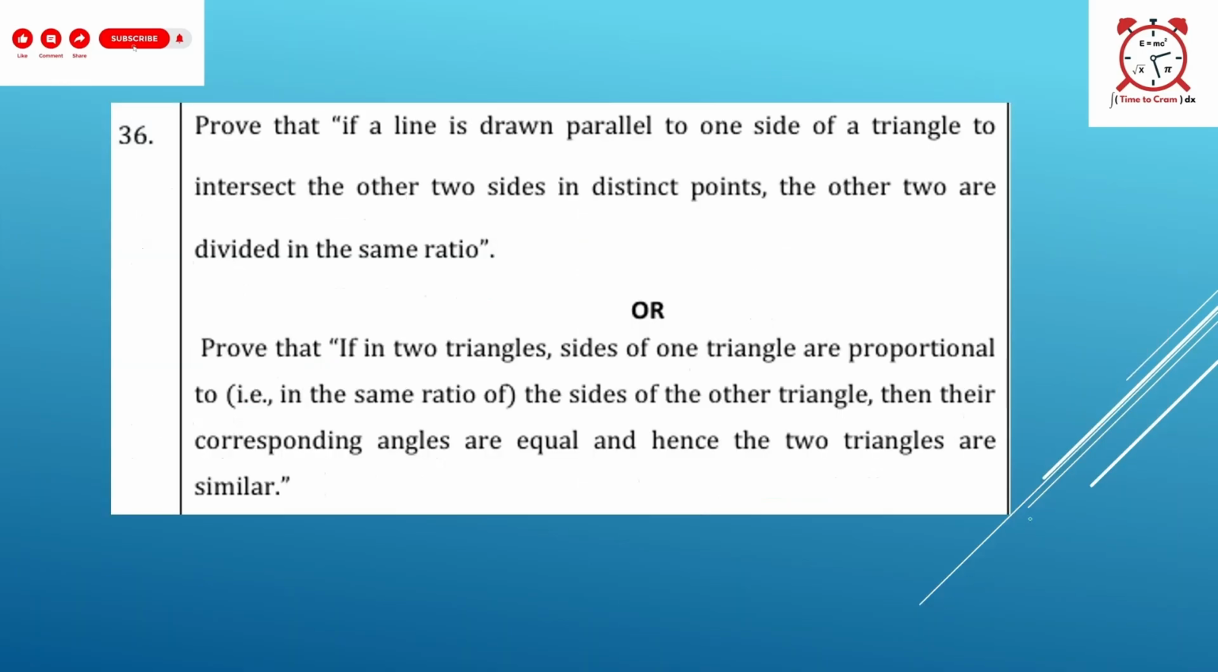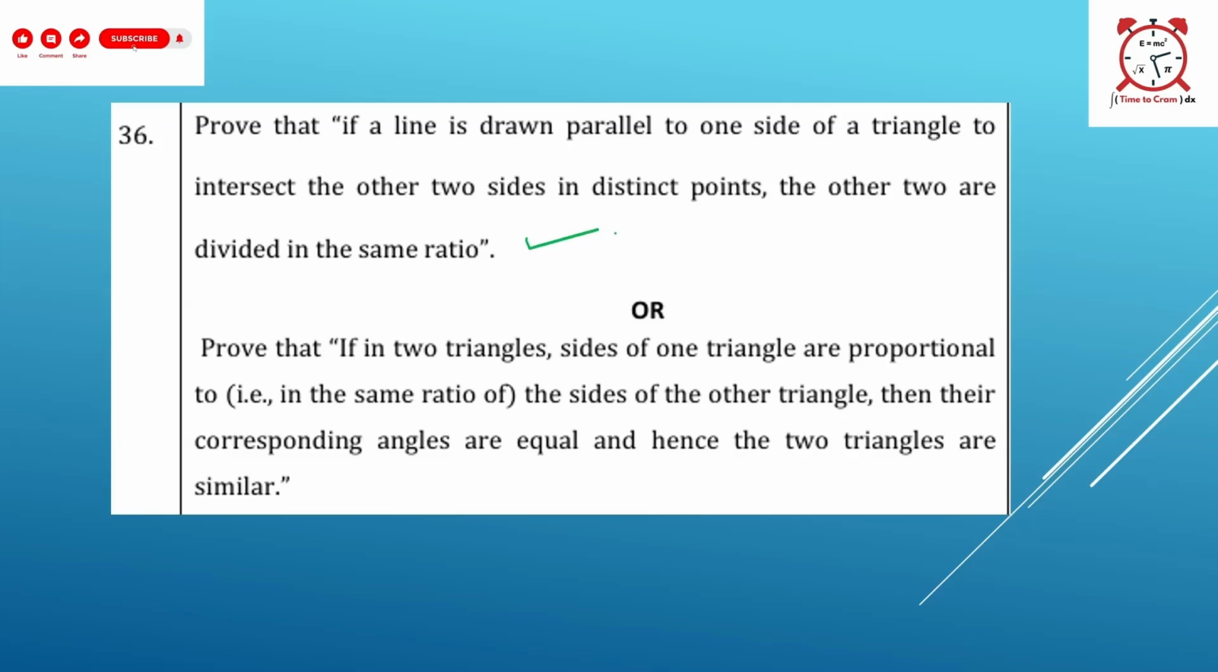Next question. There are two theorems, both from the triangle lesson. Let us first read the theorem. Prove that if a line is drawn parallel to one side of a triangle to intersect the other two sides in distinct points, the other two sides are divided in the same ratio.